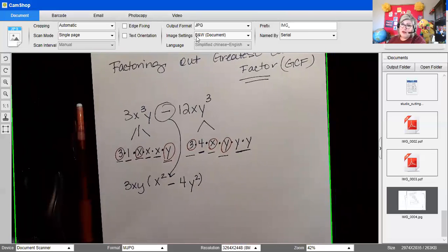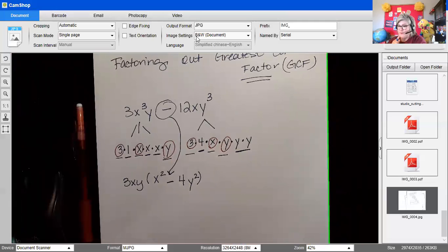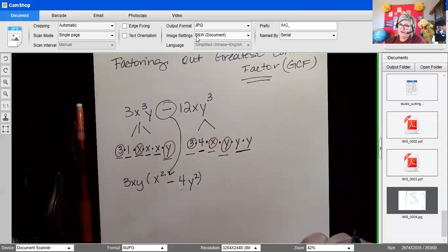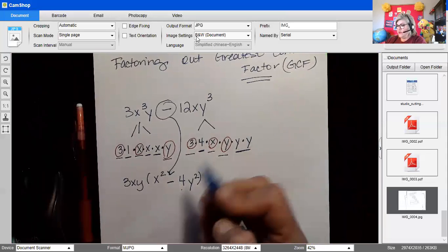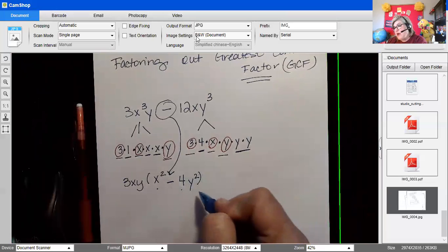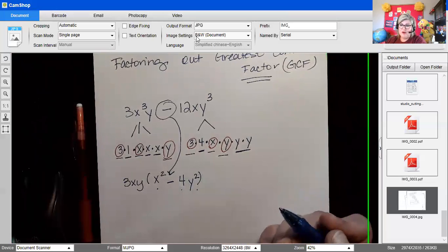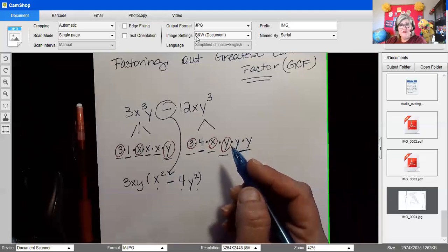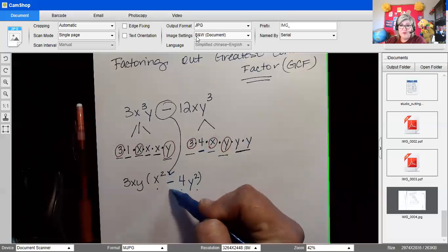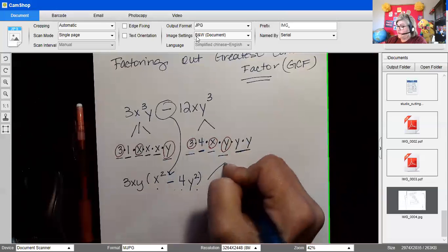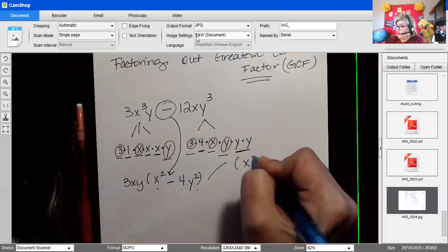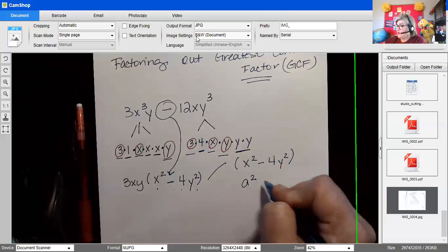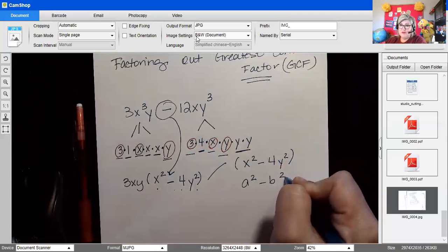Well, now you should be looking at this and saying, I know that 4 is a perfect square. I know that x squared is a perfect square. And I also know that y squared is a perfect square. So I have another situation where it's the difference of two squares because I don't have that middle term. So we can break this parentheses part alone down to be a squared minus b squared.